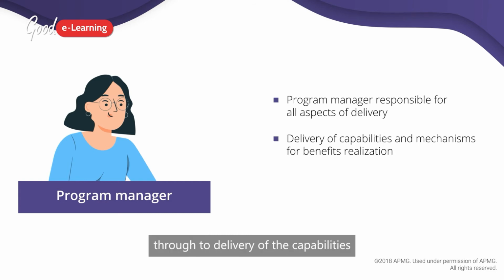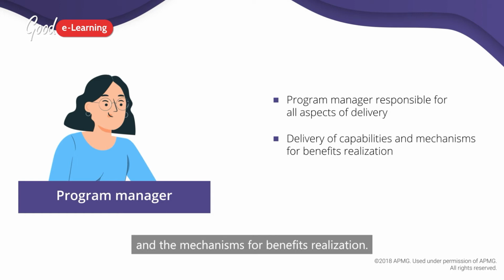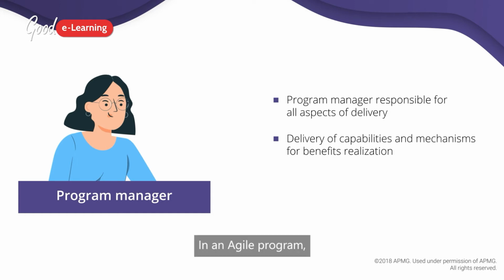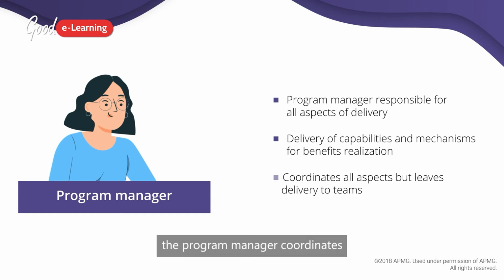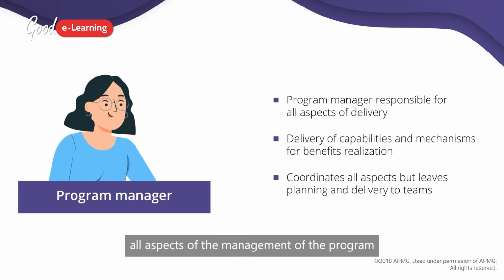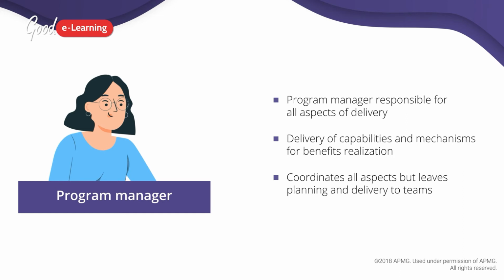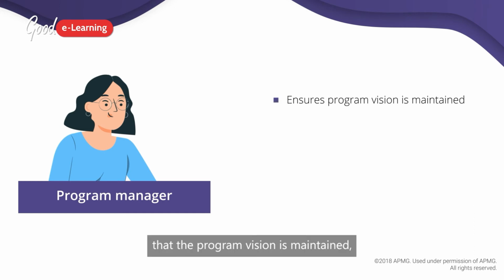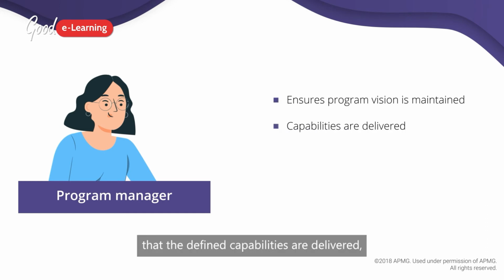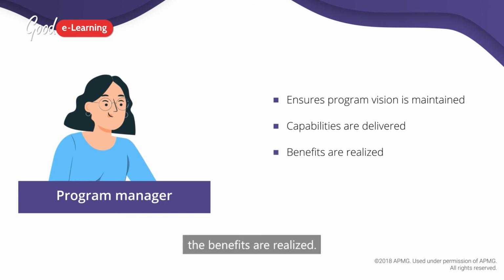The program manager is responsible for all aspects of the delivery of the program, from setup through to delivery of the capabilities and the mechanisms for benefits realization. In an agile program, the program manager coordinates all aspects of the management of the program, but will leave detailed project planning and delivery to the project teams. They must ensure that the program vision is maintained, that the defined capabilities are delivered, and that together with the business change owners, the benefits are realized.